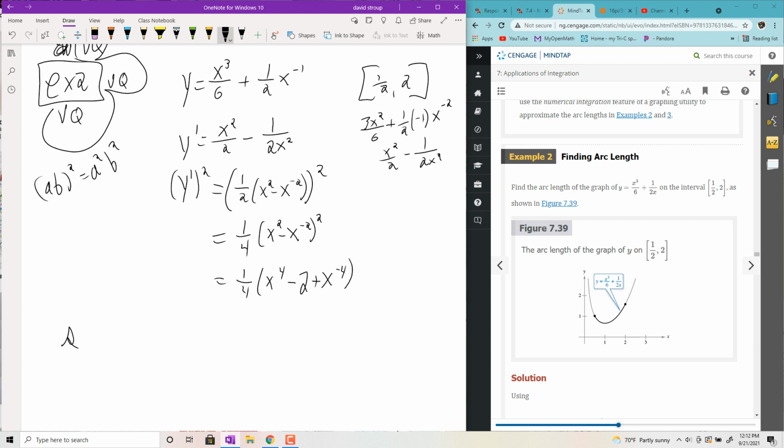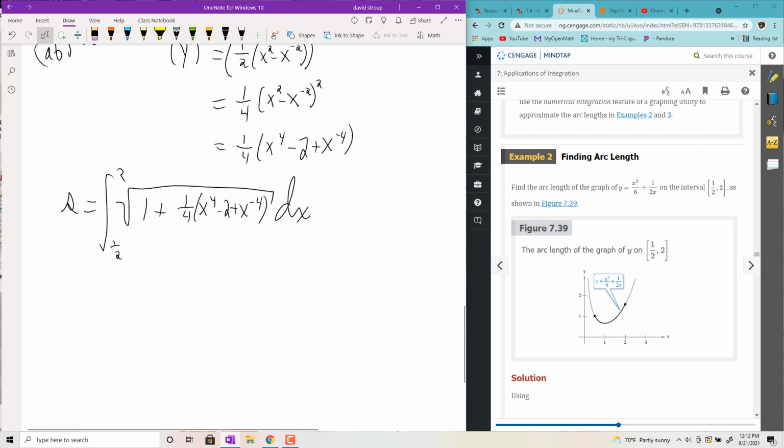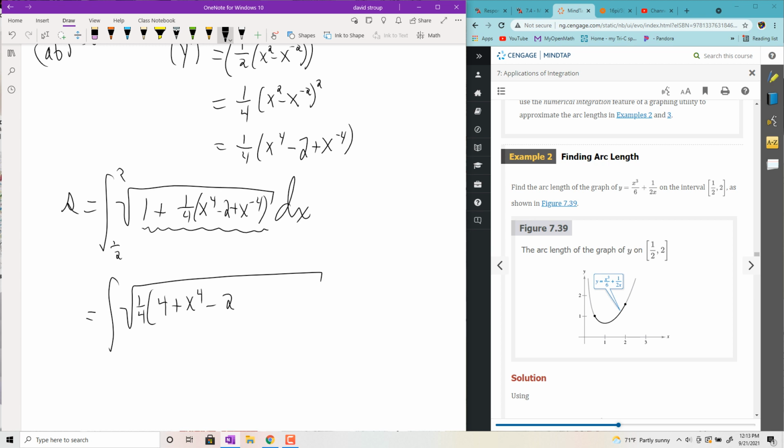Okay, so my arc length is going to be the integral from 1/2 to 2 of the square root of 1 plus 1/4 times x to the 4th minus 2 plus x to the negative 4th, dx. Okay, so the tricky part here is rewriting this so it's a perfect square, and then you can take the square root of it. So what I'm going to do is first factor out a 1/4. So you get 4 plus x to the 4th minus 2 plus x to the negative 4th.